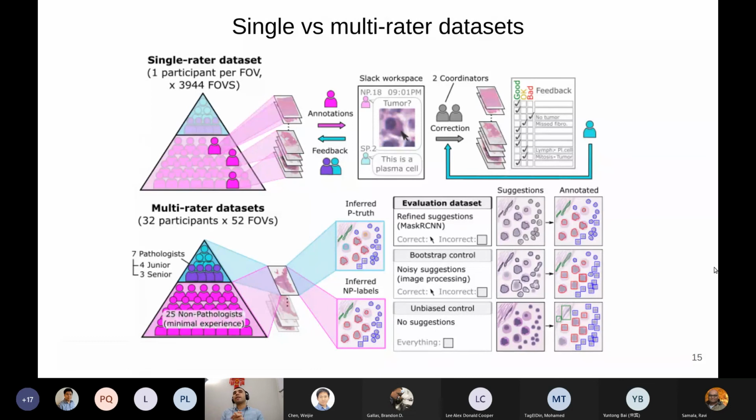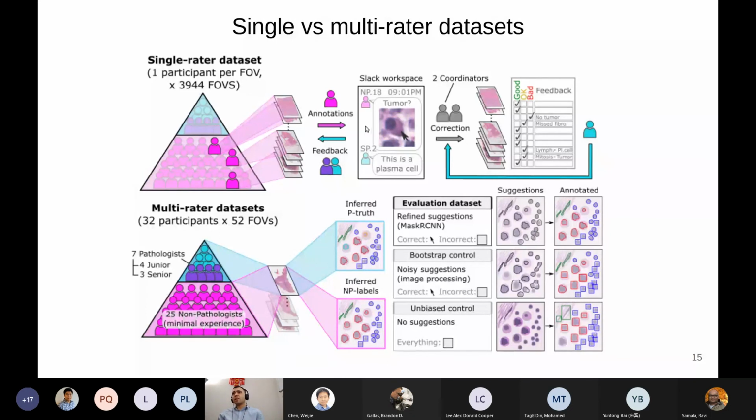So a single rater data set, as the name implies, is where each field of view is marked by only one participant. Of course, one participant can mark multiple fields of view, as you can see this guy here or this gal looking at the top two slides. But each field of view just gets one person. And then they're free to ask questions on the Slack workspace, which is where a lot of the communication was happening. And then the pathologists would respond, say, yeah, that's a plasma cell, it's not tumor, answer questions. Even sometimes they would post links to the slide and the pathologist would go and provide general advice.